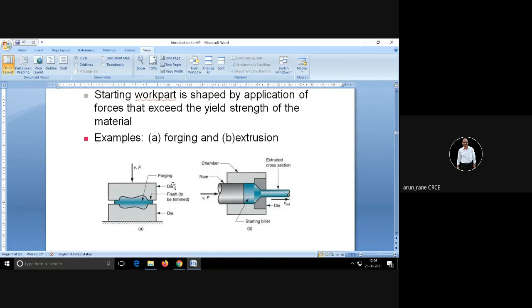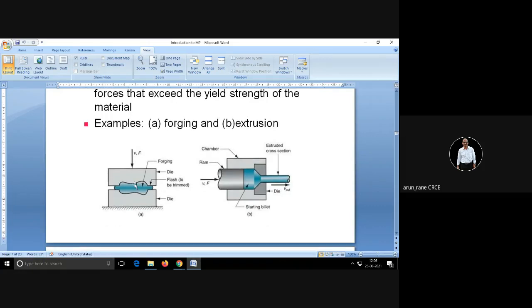Now, forging and extrusion. This is what is called forging, where the component is made red hot. This is your die, lower die and upper die, and the lower die and upper die will correspond to the shape of the component which we want.